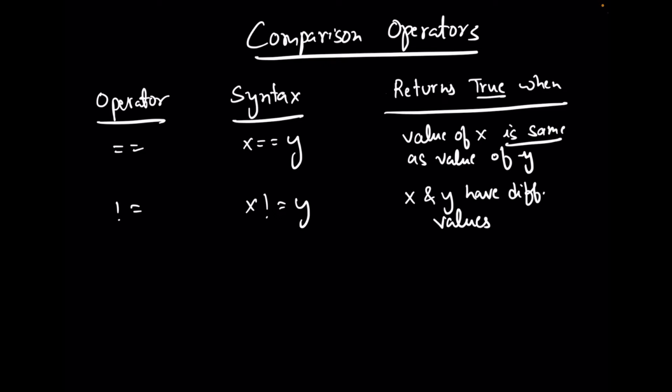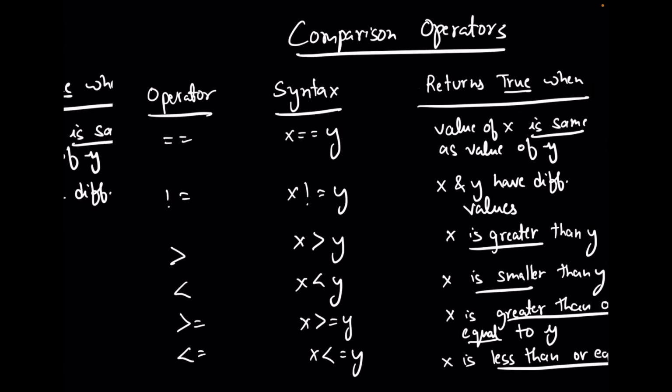Similarly, we have this other operator, which is an exclamation mark and then an equal to sign. The syntax is similar, and what this does is it's the reverse of the previous operator. Basically, it's called the not equal operator. So it checks whether the values of x and y are different, and if these values are not equal to each other, then it returns true.